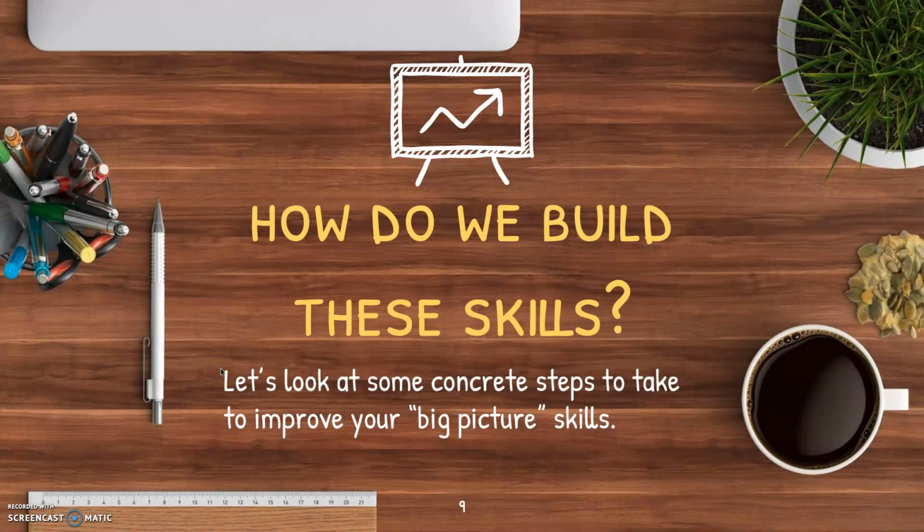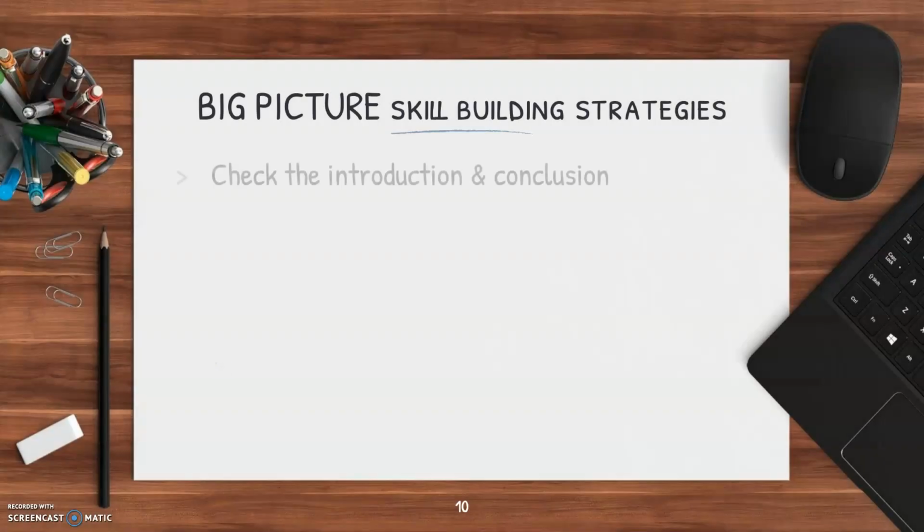Now, we're going to talk a little bit about how we actually build these skills. So let's take a look at some concrete steps you can take to improve your big picture skills. The first of these is to check the introduction and the conclusion of the passage. Authors often begin and end their writing with references to their big ideas, their main ideas. So those are great places to look to give yourself a hint about what the whole passage is about.